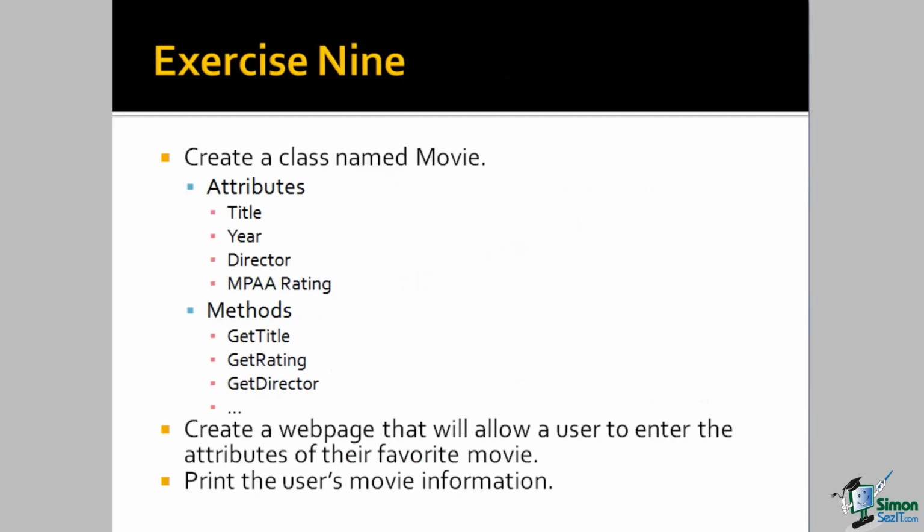So now it's your turn again. In exercise 9, we're going to ask you to create a movie class. And in this movie class, we'd like to have the attributes title, year, director, and rating. This is the MPAA rating, G, PG, PG-13, R, and so forth. Provide an interface for your class. Then create a web page with a form that will allow users to enter information about their favorite movies. And finally, print the user's movie information.